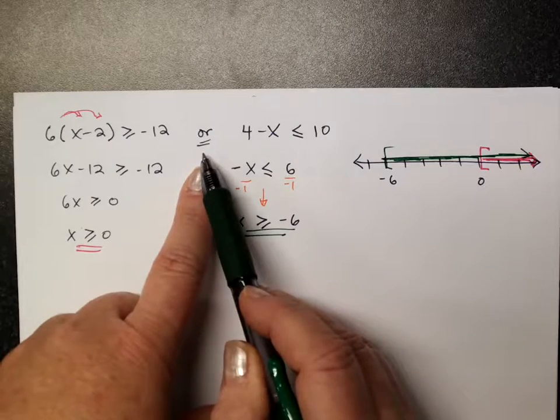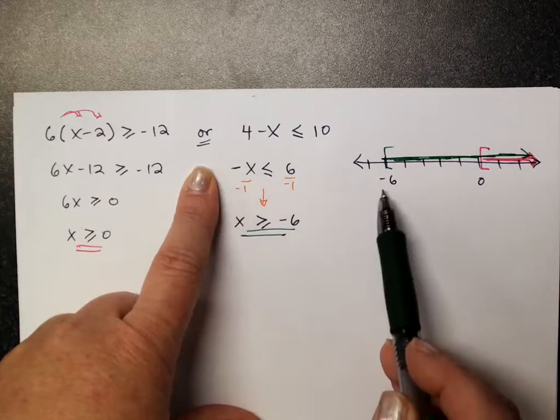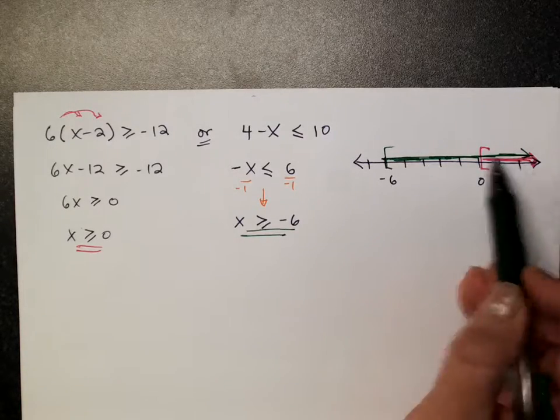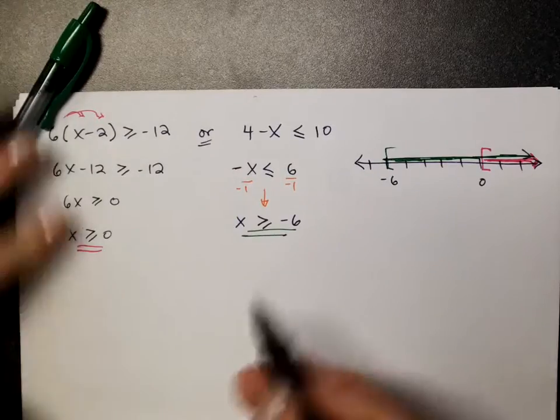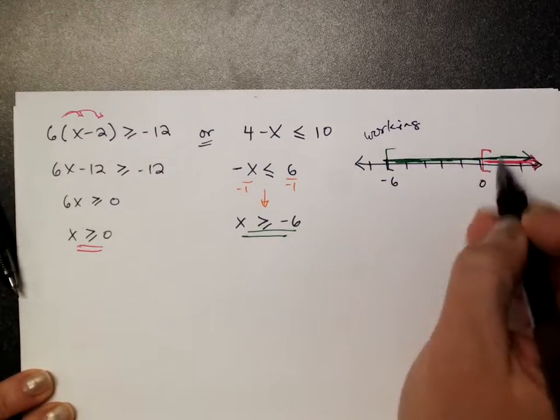But this is the word or, so our boundary actually starts where? At -6, right, because it includes everything. All the stuff where this is alone plus the stuff where it's together. So this is our working graph. This is not the final graph because we don't want all this other stuff going on here.